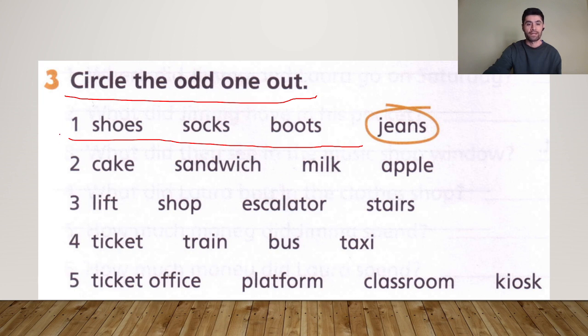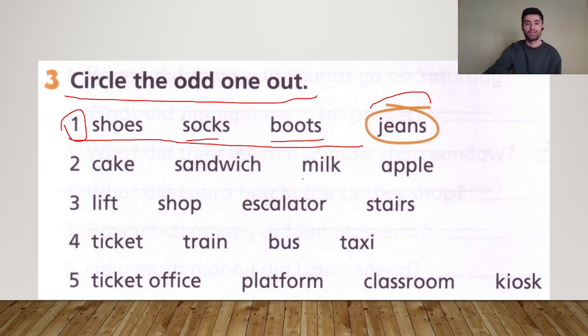For example, let's check the first line, line number 1. We have the word shoes, socks, and boots. And the odd word here is jeans because we wear shoes, socks, and boots on our feet, right? But jeans, we wear jeans on our legs, right? That's why it's the odd word.